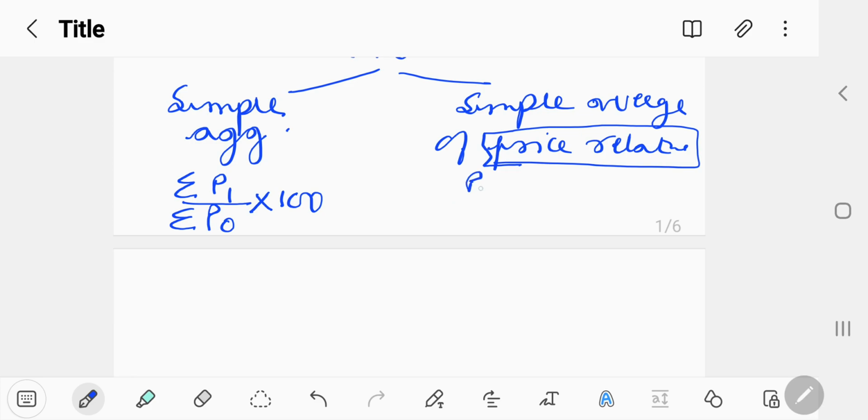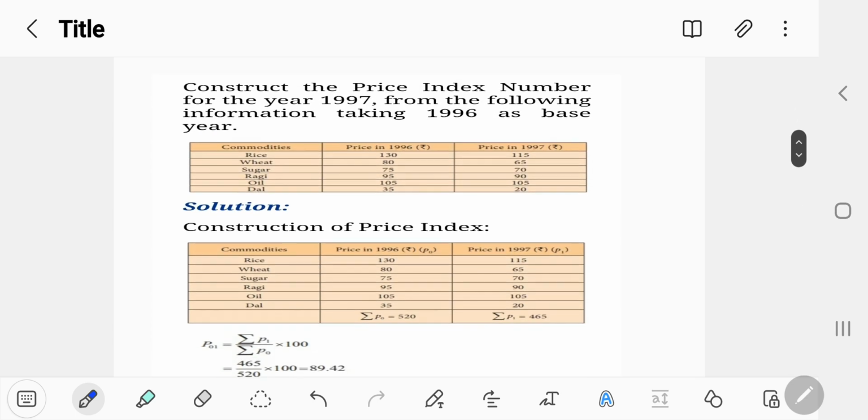That is, for each commodity we take price in the current year, divide with price in the base year, multiply with 100. This is price relative of individual commodity. We sum all the price relatives and divide by the number of commodities. So basically in average we total everything and then divide, and here we first calculate index number of each commodity and then divide with the number of commodities. I will show you with the help of an example.